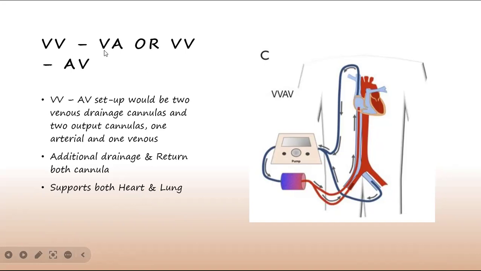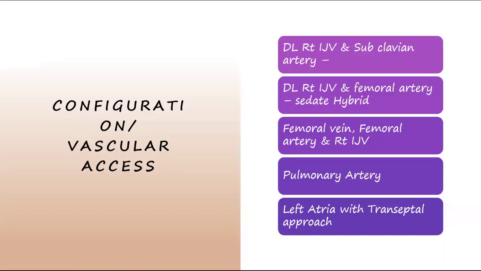It's a VV-V ECMO converted into VV-VA, or it's a VV-A converted into VV-AV. So whatever might be the nomenclature, the extra drainage cannula which has been added here should be added before the prefix, and the extra return cannula which is added here in the circuit should be added after the prefix. Okay, so it will be two drainage cannulas, I mean, like two output cannulas, one in the artery, one in the vein. That's it. It supports again both heart and lungs.